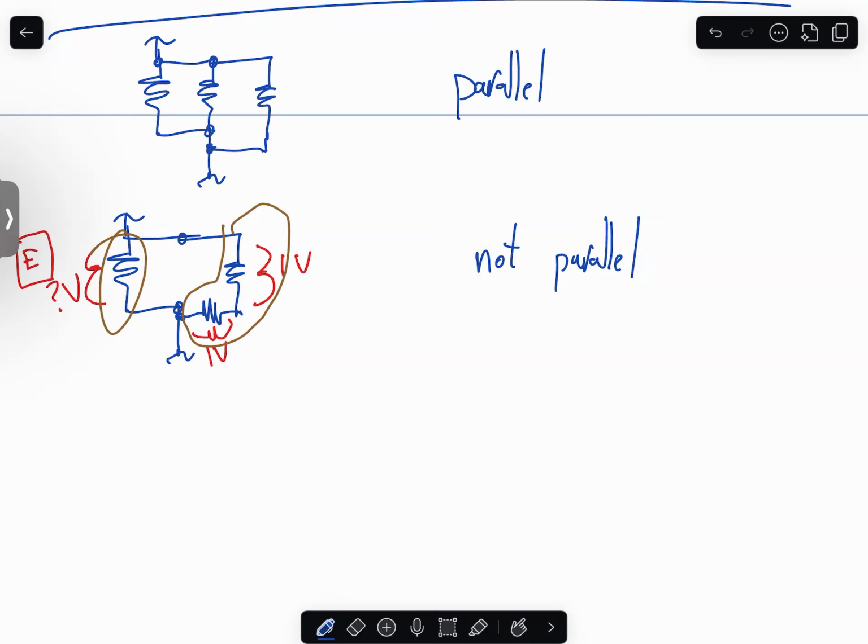Ask me a question. These two, they're two circles. These two are not in parallel. This combination is in parallel with this resistor.